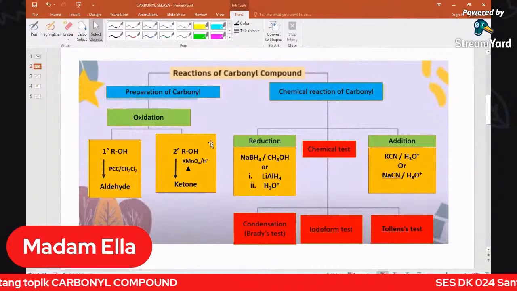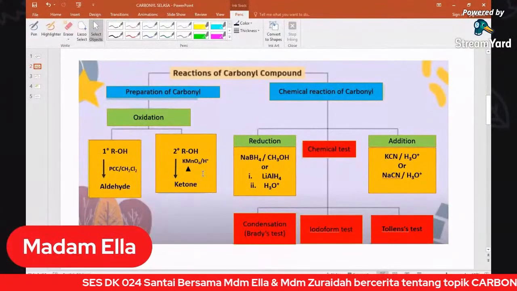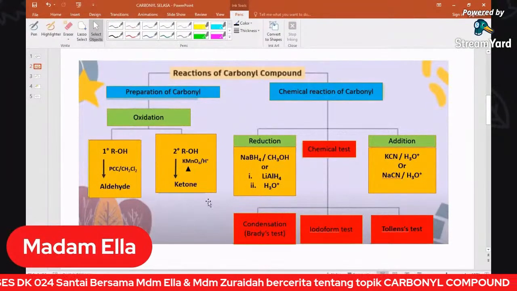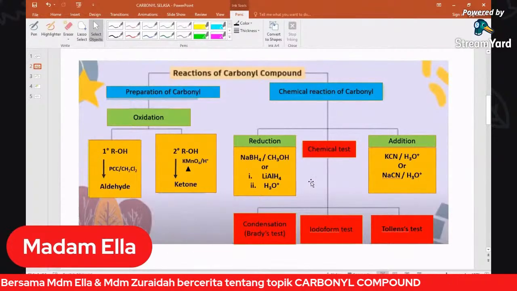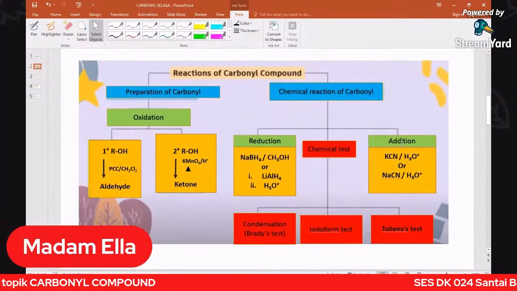And then, when we oxidize a secondary alcohol with an oxidizing agent, KMnO4/H+ heated, we form ketone. For my part, I will discuss chemical reactions for reduction and also addition.